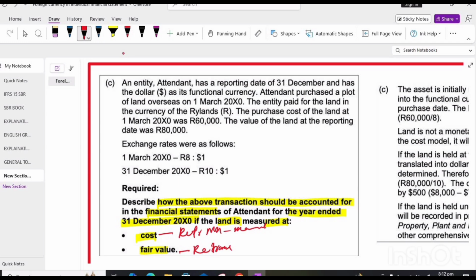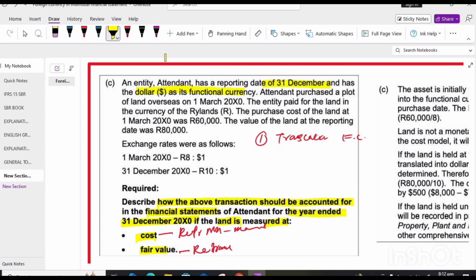using the closing rate. Clear? Okay, the first thing you will do is translate the transaction into the functional currency using the spot rate. If there is any type of settlement, then you have to use the spot rate of that settlement date. Clear? Let's do it. Okay, entity Attendant has a reporting date of this one and has the dollar as its functional currency.